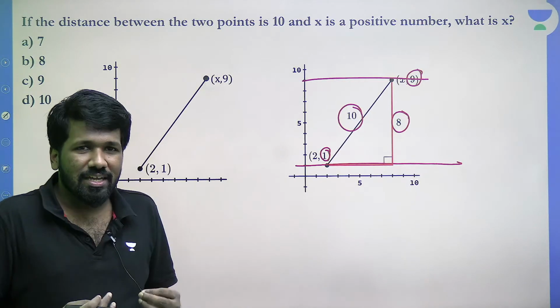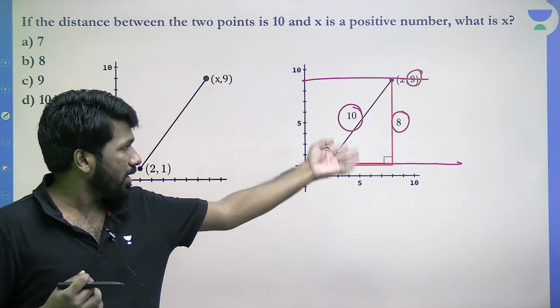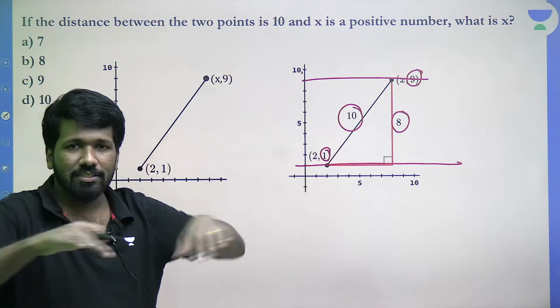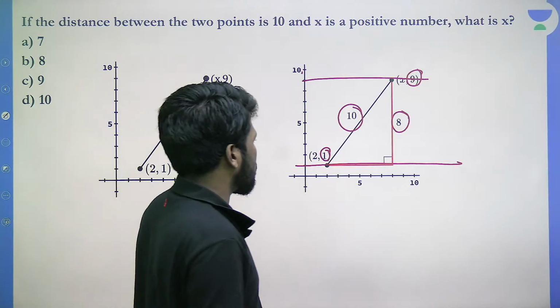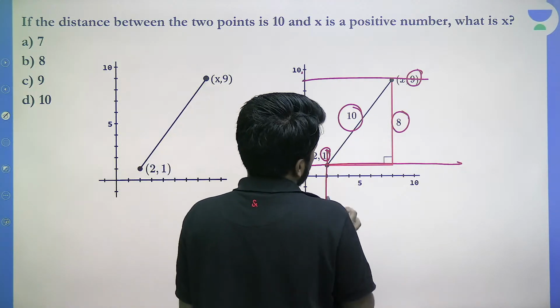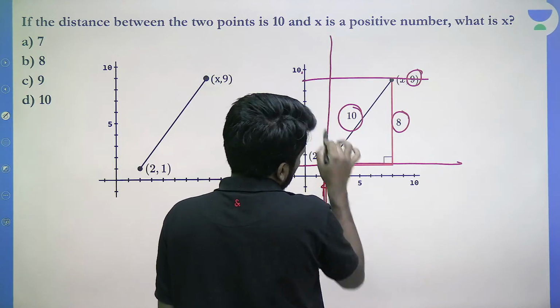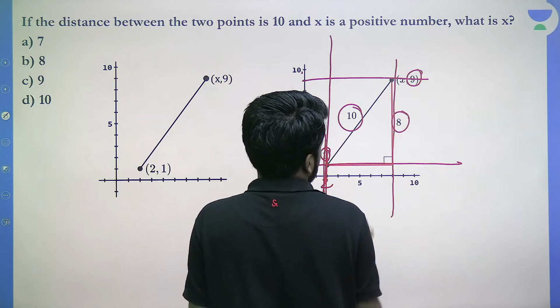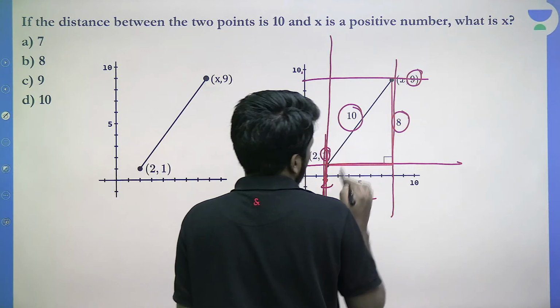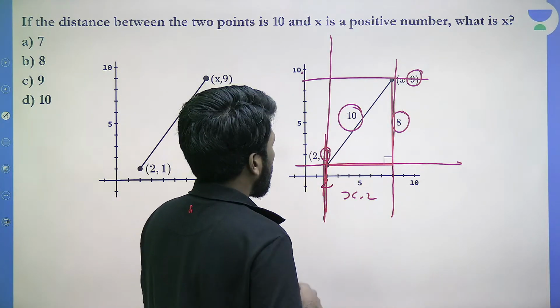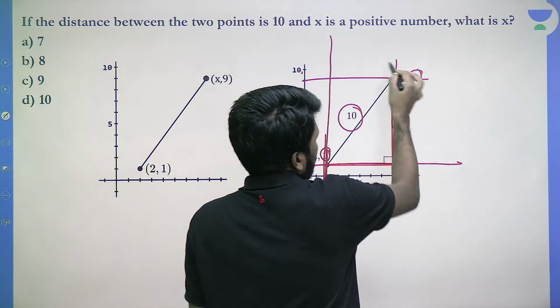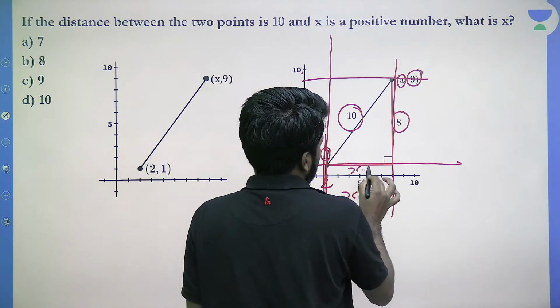In that way, to understand better, the vertical distance difference will be 9 minus 1, which is 8. Now, what will the horizontal distance difference be? Horizontally, this is at 2 and this is at x. So that is x minus 2. Are you all understanding x minus 2? Because this is unknown, right? So this side is x minus 2.